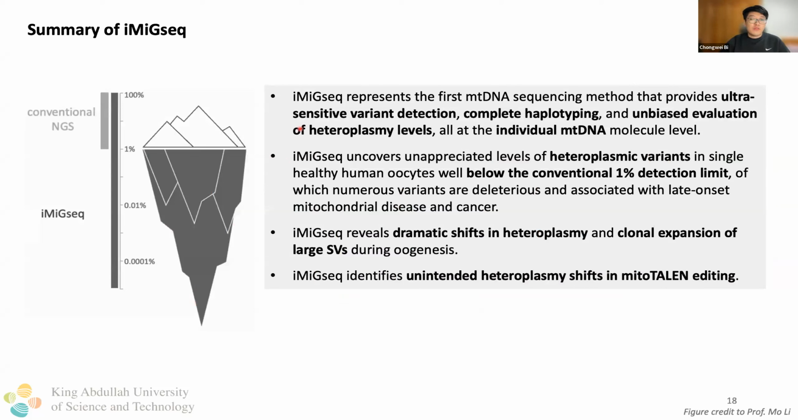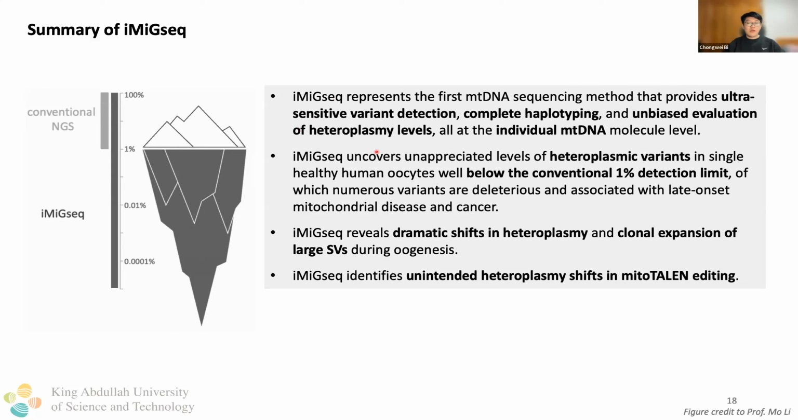A brief summary of IMIC-seq. IMIC-seq represents the first mitochondrial DNA sequencing method that provides ultra-sensitive variant detection, complete haplotyping, and unbiased evaluation of heteroplasmy levels, all at the individual mitochondrial DNA molecule level.